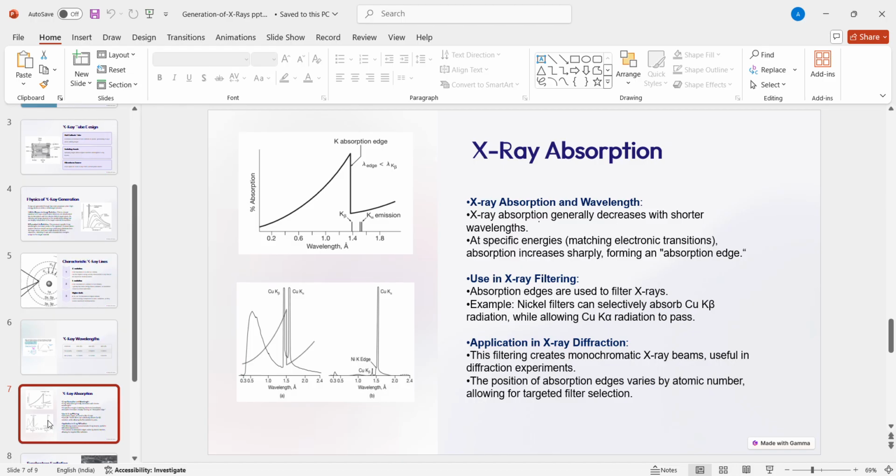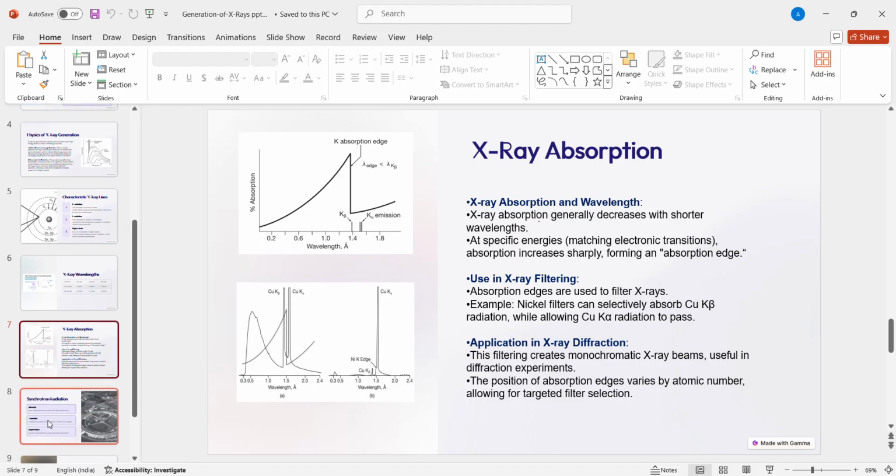Now we will see the use in X-ray filtering. Absorption edges are used to filter X-rays. For example, nickel filters can selectively absorb copper K beta radiation while allowing copper K alpha radiation to pass. In X-ray diffraction applications, this filtering creates monochromatic X-ray beams useful in diffraction experiments. The position of absorption edges varies by atomic number, allowing targeted filter selection. And there are many other applications of X-rays nowadays.